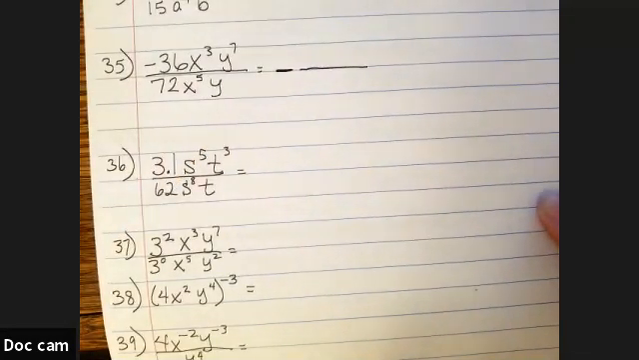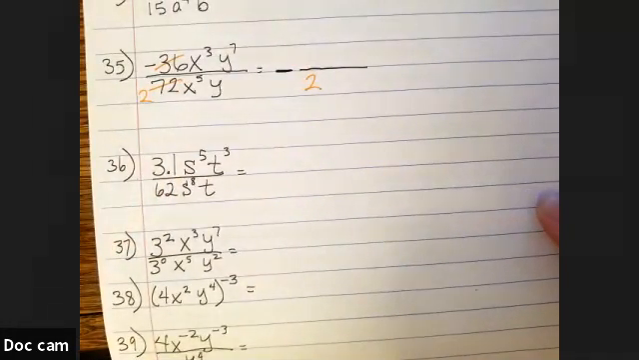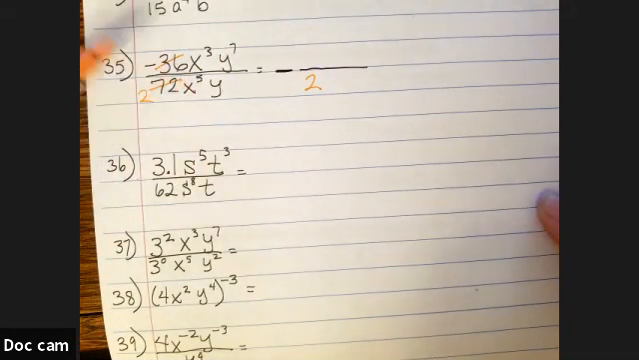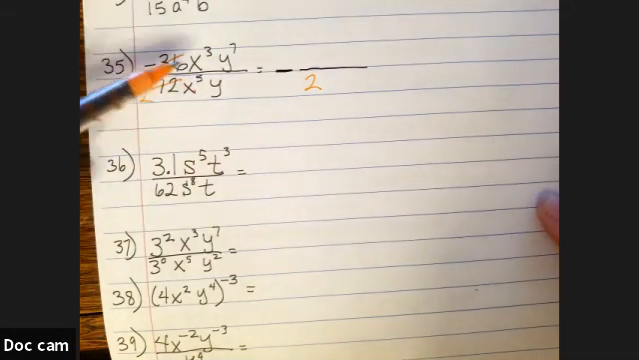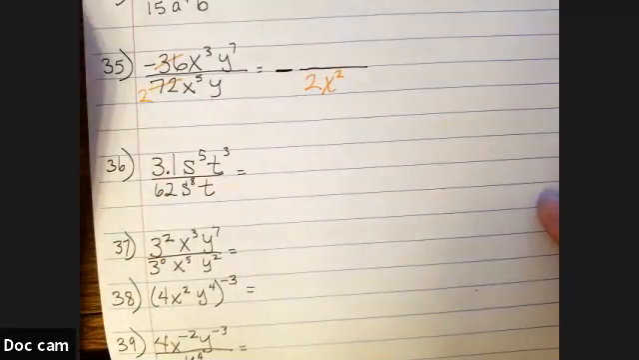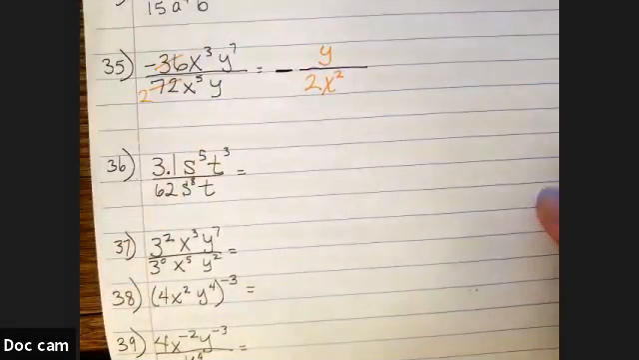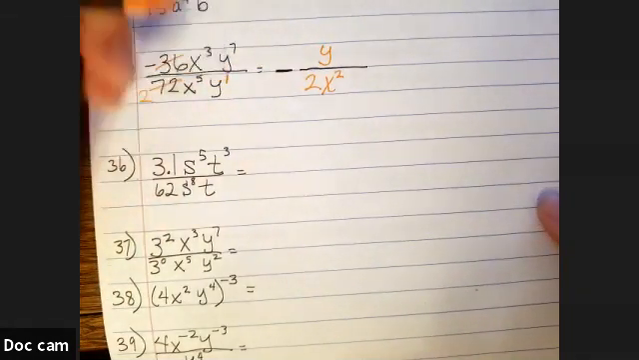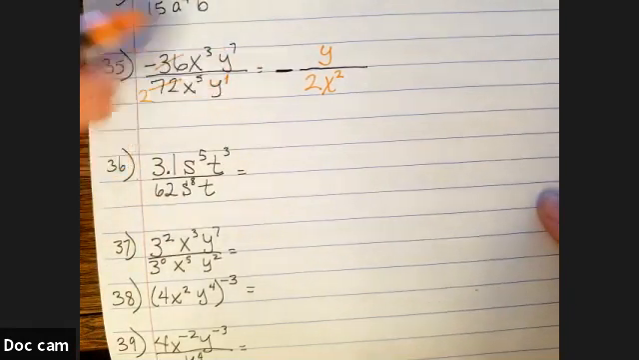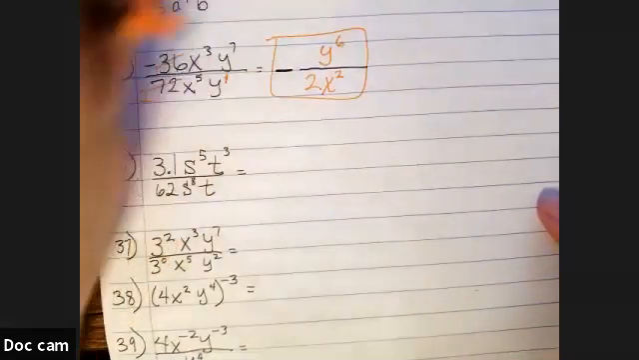So 36 would actually go into 72 exactly 2 times. So we're going to have that 2 in the denominator. And then the x has a larger exponent on the denominator, so the x is going to stay in the denominator. And I know that 5 minus 2 is 3, so it's going to be x squared in the denominator. And then the y has the higher exponent on the numerator, so y is going to be in the numerator. And y is the same thing as y to the power of 1. So there's an invisible 1 there, and then 7 minus 1 is 6. So we have negative y to the 6 over 2x squared.